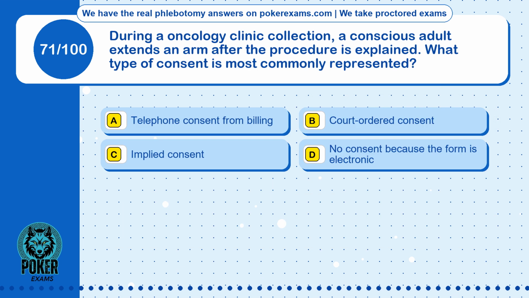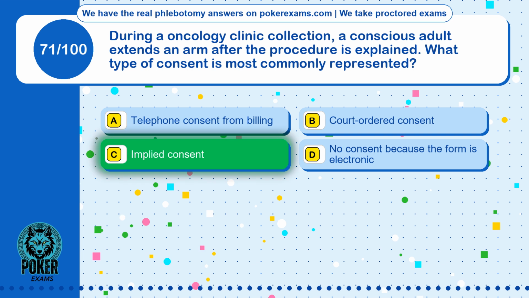Question 71. During an oncology clinic collection, a conscious adult extends an arm after the procedure is explained. What type of consent is most commonly represented? Option A, telephone consent from billing. Option B, court-ordered consent. Option C, implied consent. Option D, no consent because the form is electronic.